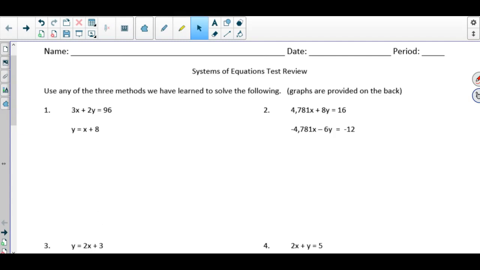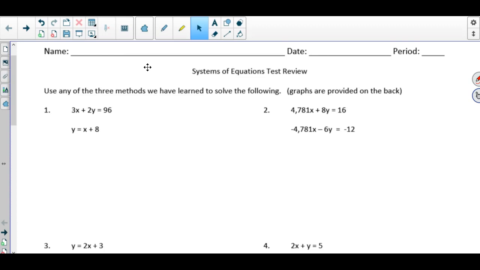All right, we are working on systems of equations. We got our test tomorrow. Here is a review. Let's get started. On 1 through 8, I believe, we are just solving the systems of equations any way you know how. We can use elimination, substitution, or graphing.